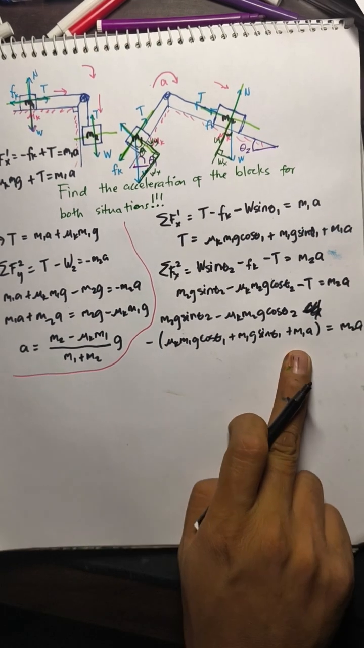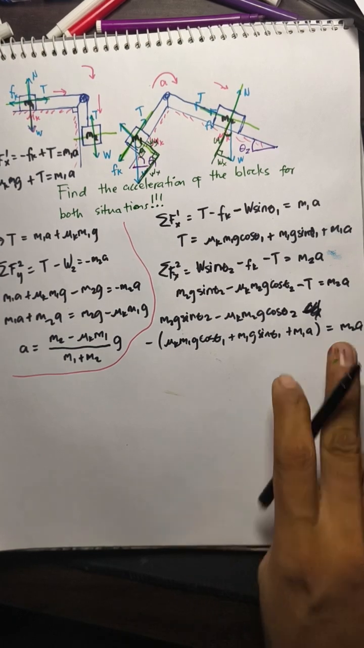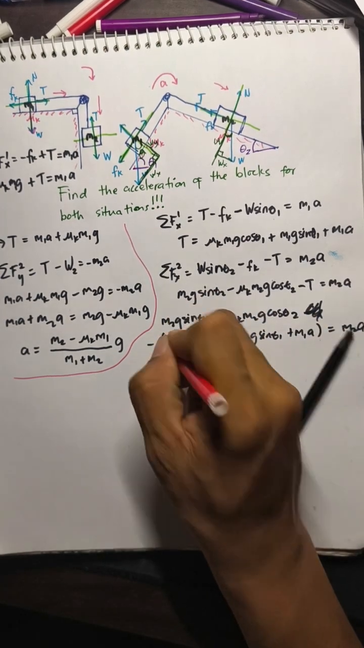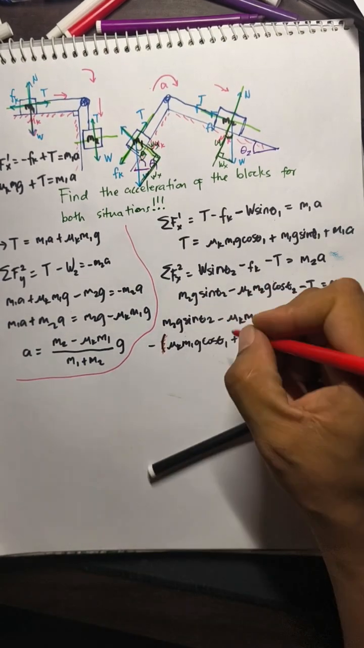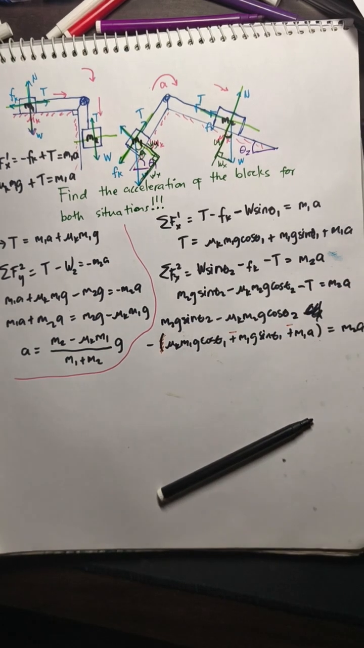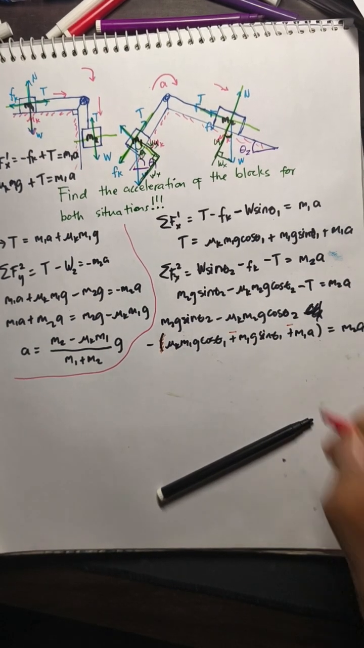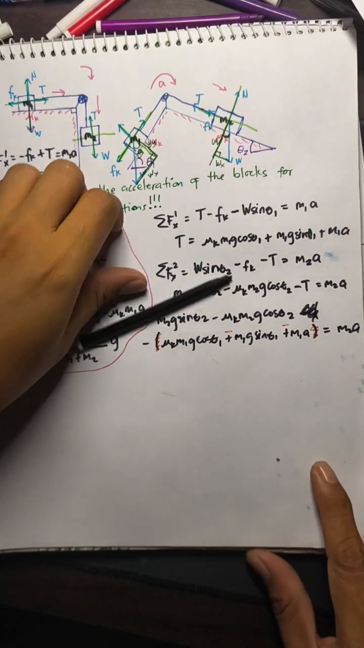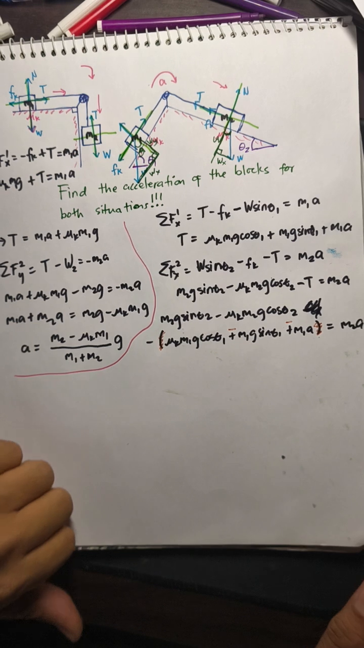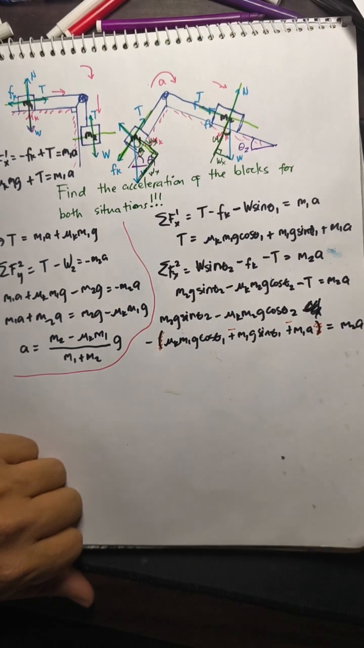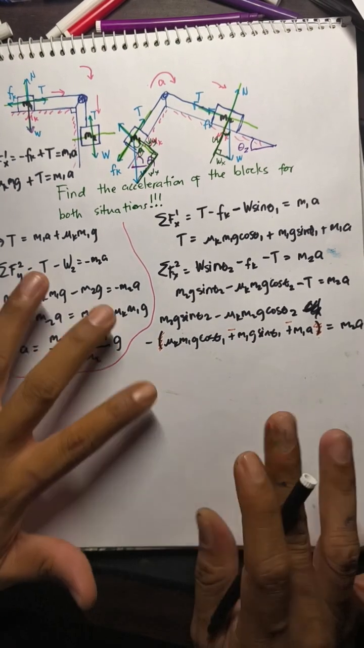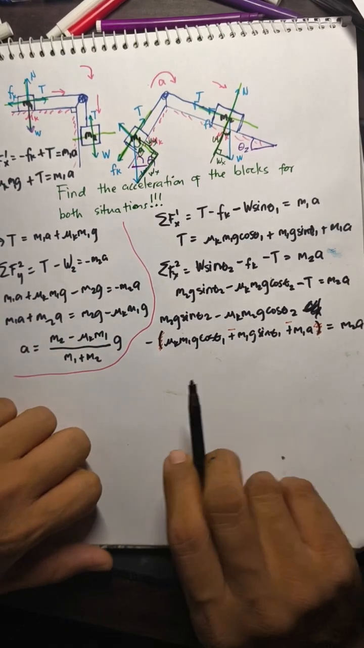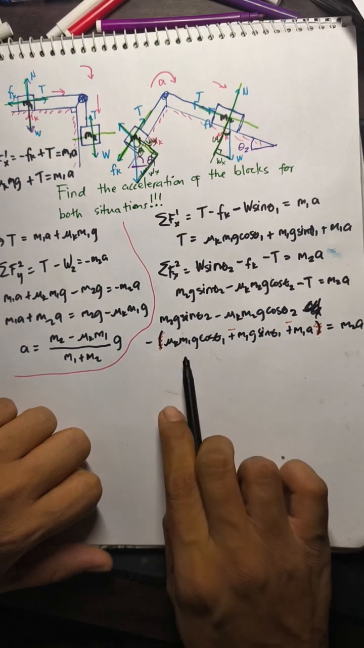Now, if you take this out of the summation, what would happen? This would become a minus, and that will become a minus here, if we take away this parenthesis. So in this case, we combine all the a's on one side. And of course, let's arrange this one. Let's group this together: m2, m2, and m1, m1.